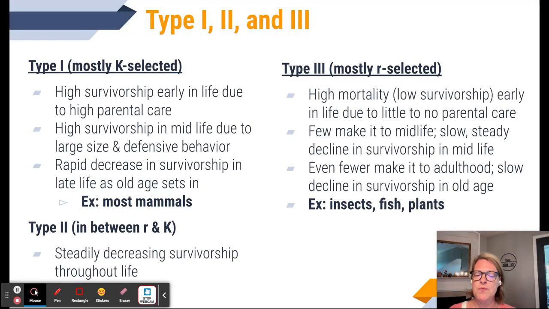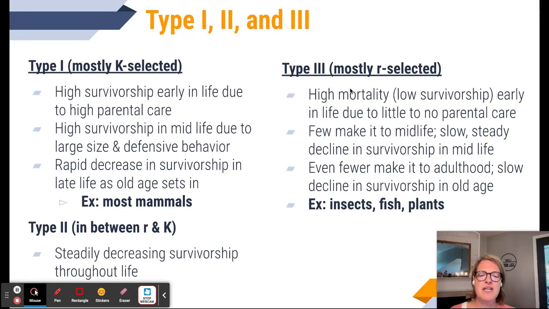And then type 2: you find some organisms that are R selected, some that are K selected, or if we talked about R and K being on a spectrum, these organisms are somewhere in between the extremes of R and K. So there's a steady decrease in survivorship throughout life. The survival rates are decreasing as we move through the lifespan.